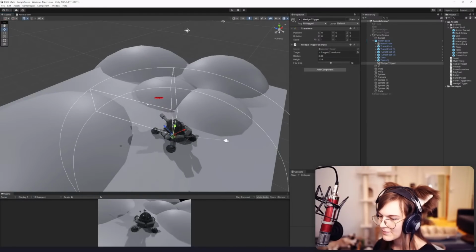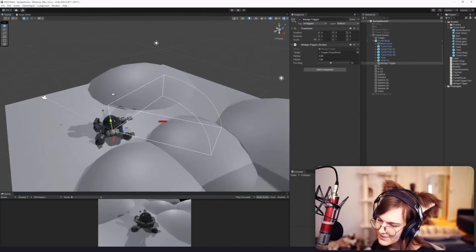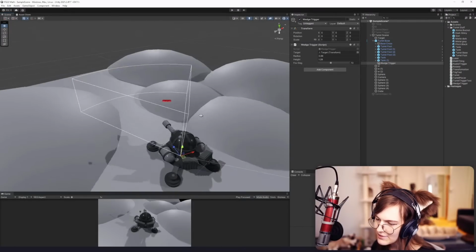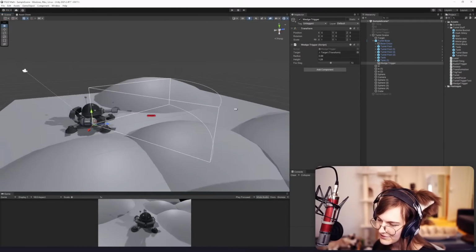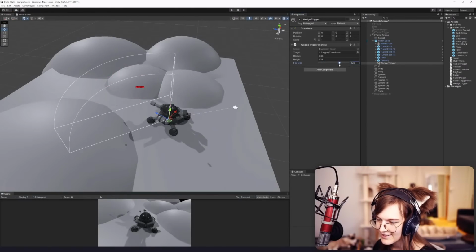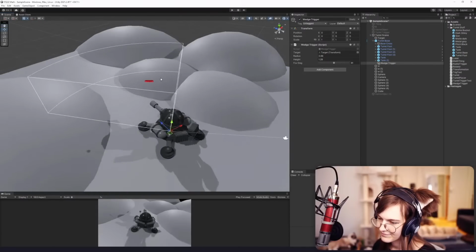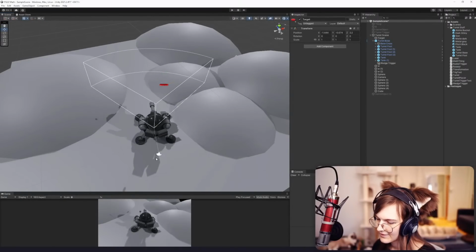And then let's recompile, see if this works. We did it! Look at this beautiful, beautiful trigger. Isn't this the best cheese wedge you've ever seen? It's great.